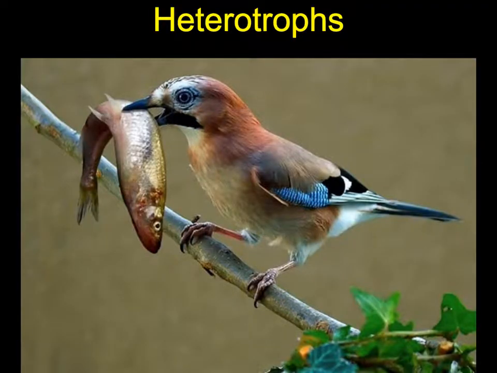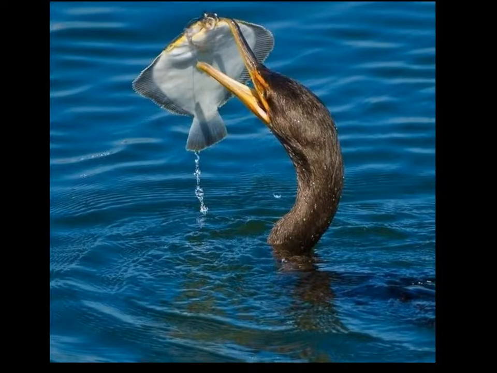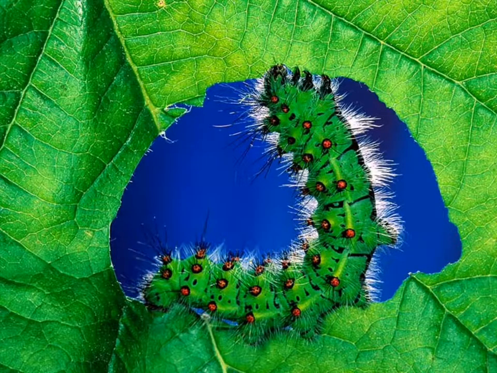Let's look at some pictures of heterotrophs. What we're essentially looking at is pictures of things eating other living things. So you've got a bird eating a fish, another cool picture of a bird eating a fish, another bird eating a fish, a caterpillar eating a leaf. You kind of notice this circular pattern.